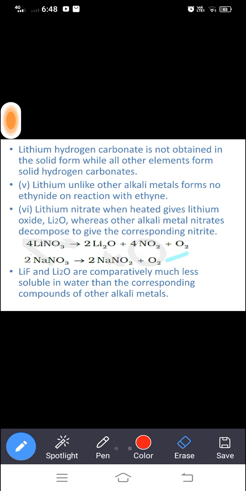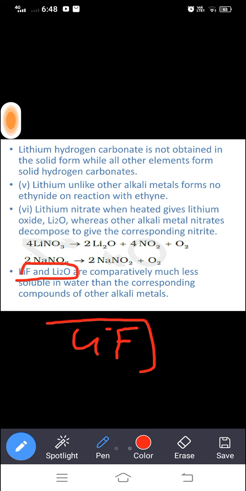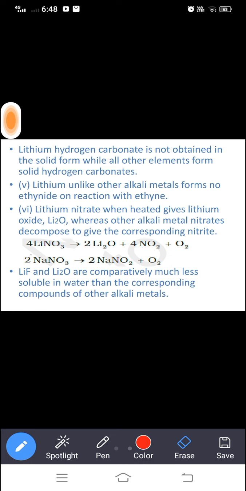And one more concept, lithium fluoride. We already discussed this lithium fluoride. What we discussed means lithium fluoride is not soluble in water; it is less soluble. The reason is the lattice energy is more because both are small size. Both are small size means both have a small bond. So a small bond will not break. If it does not break, it will not dissolve.